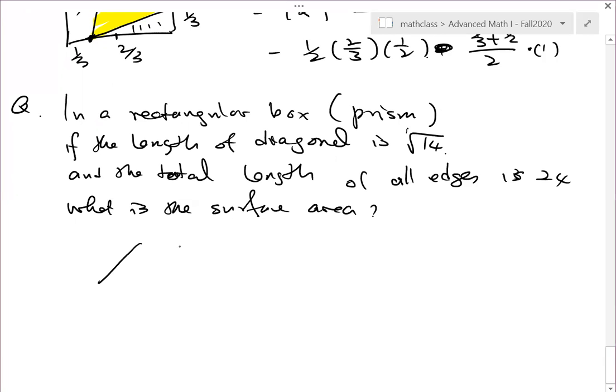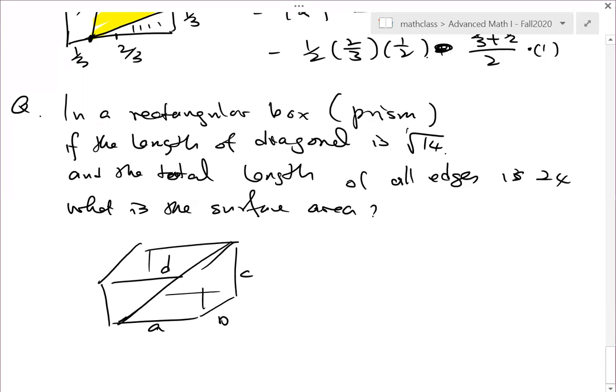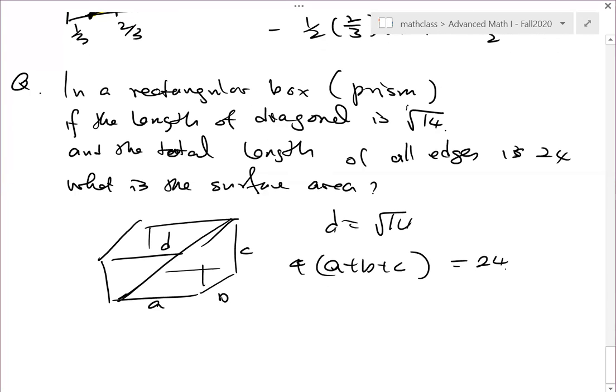If we need help, I show you the picture here, right? So this is A, B, C, and this is D, right? And D is given. The total edge length is 24, and the length of the diagonal D is square root of 14. The total length is 4 times (A plus B plus C), and that's going to be 24. Okay. Please work out this.